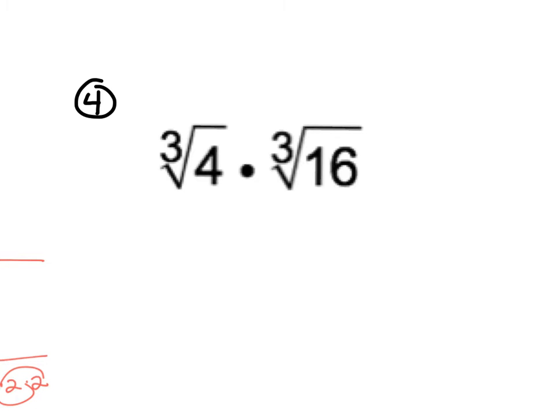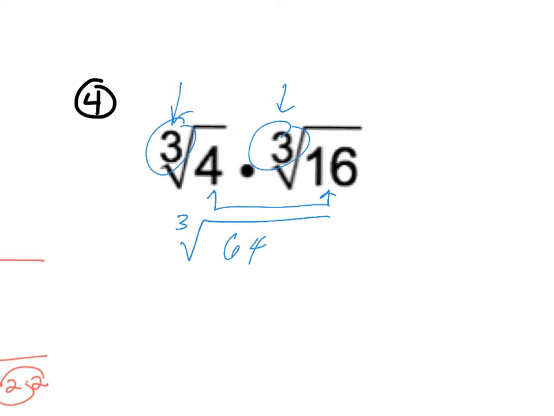Continuing now to number 4. Number 4, again, we can do both ways, but I think we should try just combining the roots since they're both having an index of 3. 16 times 4 is 64, so we have the cube root of 64. That's the 4 times the 16.